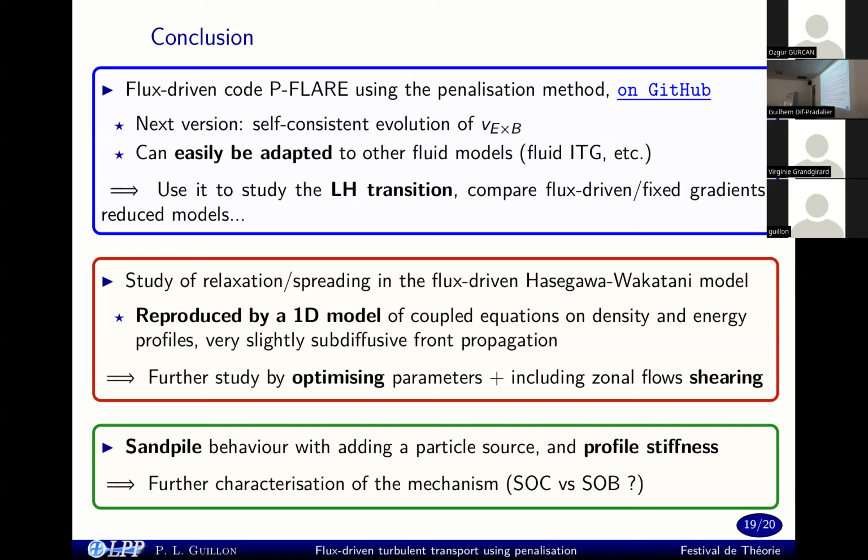And finally, due to this hysteresis, we think that we observe a profile stiffness, so similar mean gradient, but very different turbulence intensity. And in our case, it's due to different zonal flow levels because we have this hysteresis in the fixed gradient system. So, that's all.